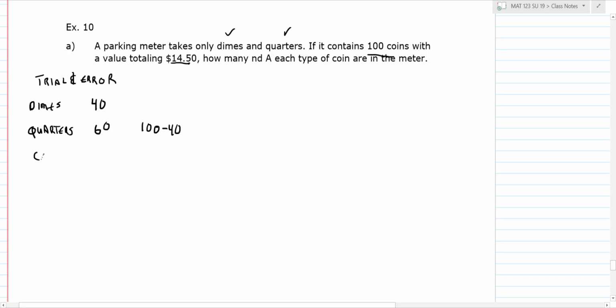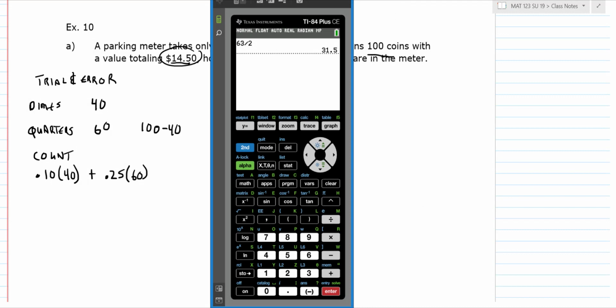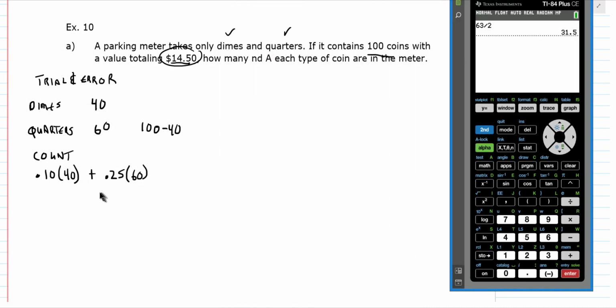If we count the money, a dime is worth 10 cents and a quarter is worth 25 cents. We would add that together and see if it's equal to $14.50. I'm going to use the calculator to do some of this. If you have 40 dimes, that's $4. And then 0.25 times 60 would give $15. I think I'm right on that.